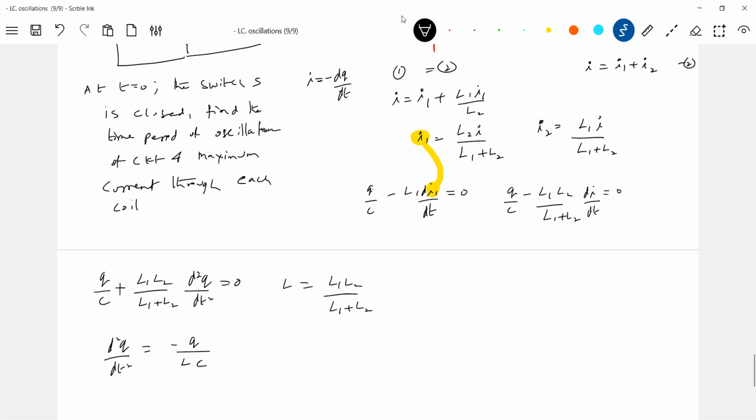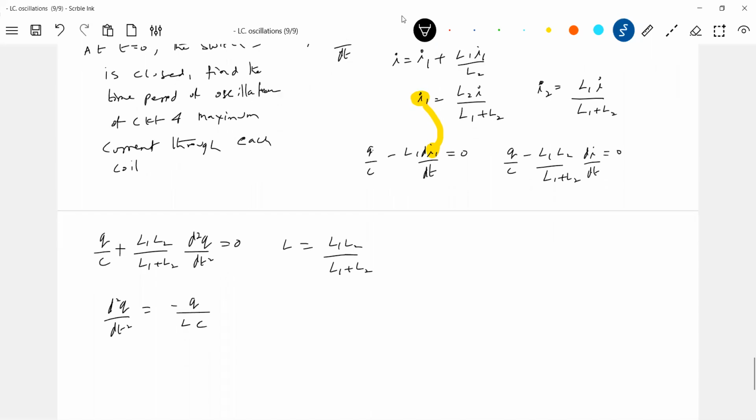Effectively what happens? They're in parallel. In exams, you should not solve this much. You know they're parallel. Effective inductance is L1 L2 by L1 plus L2, and you have to finish. You have to wind up. Don't show your hard work there.